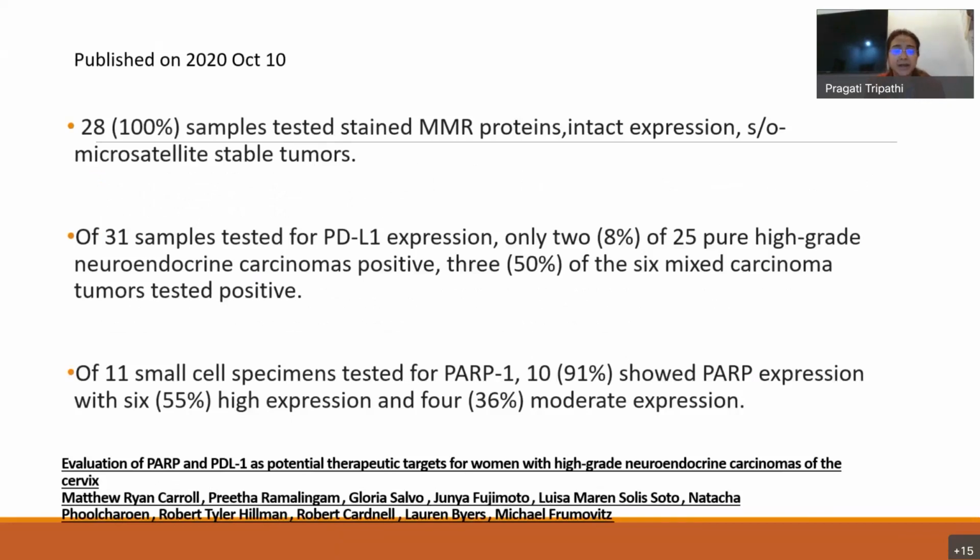There was another study that evaluated PARP and PD-L1 as potential therapeutic targets in high-grade neuroendocrine carcinomas. It was seen that MMR protein had intact expression in 100% of the samples. PD-L1 expression was 8% in high grade and 50% in mixed carcinoma tumors. While PARP expression was there in 91% of the cases, 55% having high expression and 36% having moderate expression.